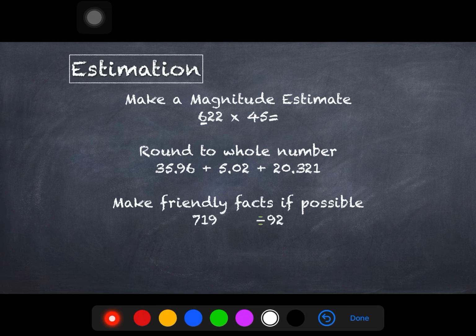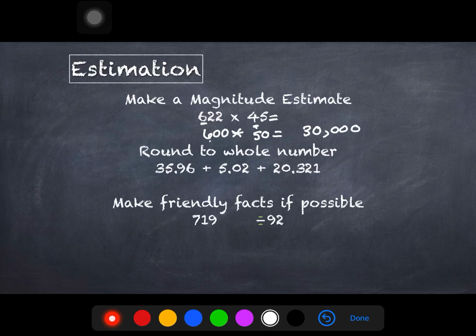The first is to make a magnitude estimate, and that is just to the highest place value. So 622 would be thought of as 600, and 45 you'd round to its highest place value, which is the tens. So that would become 50. 6 times 5 is my basic fact, and I have 3 zeros that I'll add at the end.